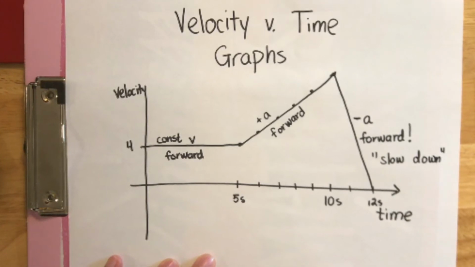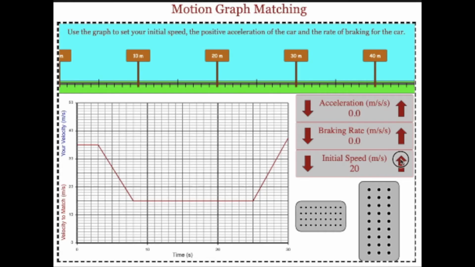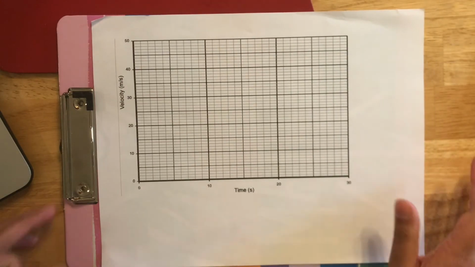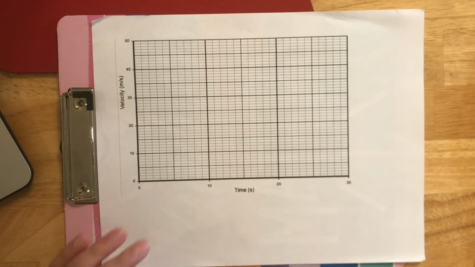So here's what I want you to try for your homework. We're going to play sort of a matching game. And in this matching game, you'll be given a graph of velocity versus time. Your job is going to be to determine the initial speed of your object, the acceleration, and the braking rate, and then you're going to try and replicate it yourself. So let me show you how it's done. From the simulation, first I'm going to copy this graph. I blew up the homework picture so it's a little bit clearer to read.